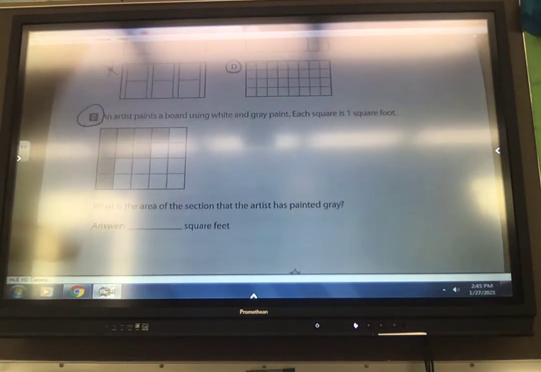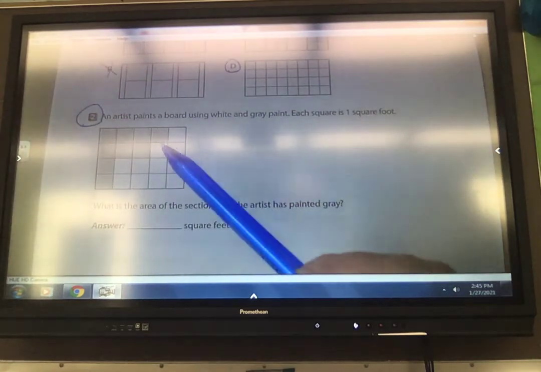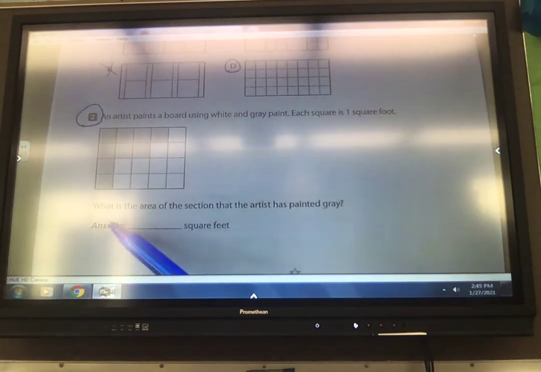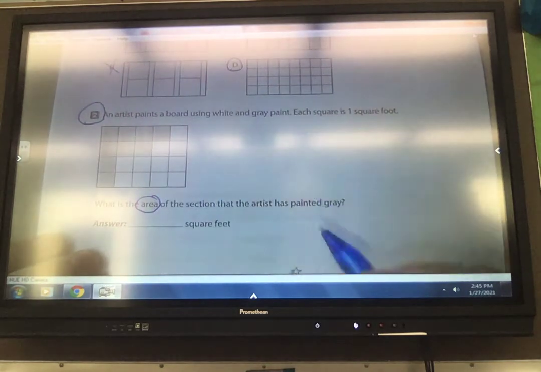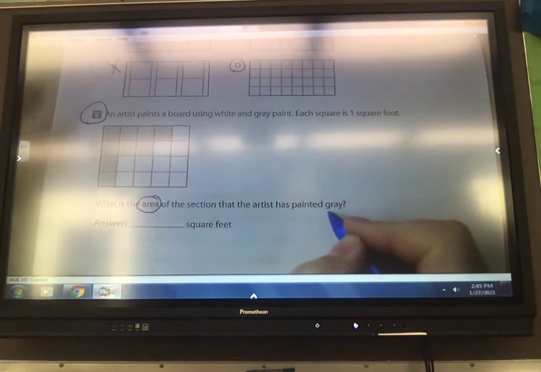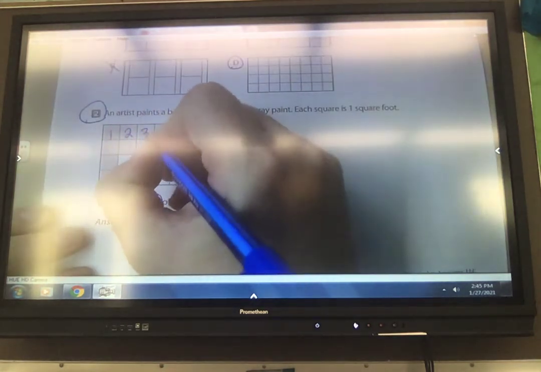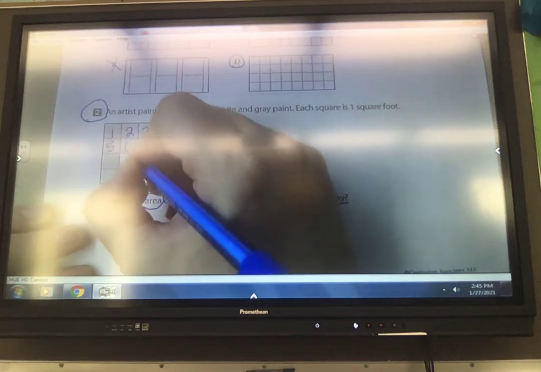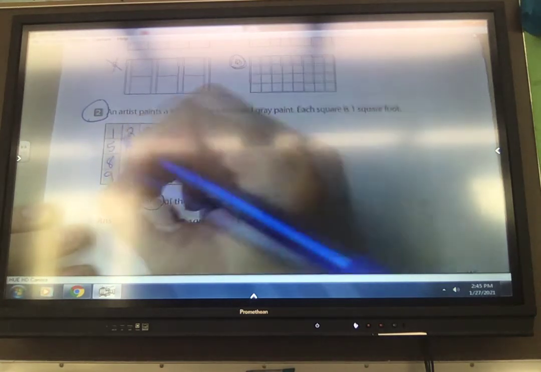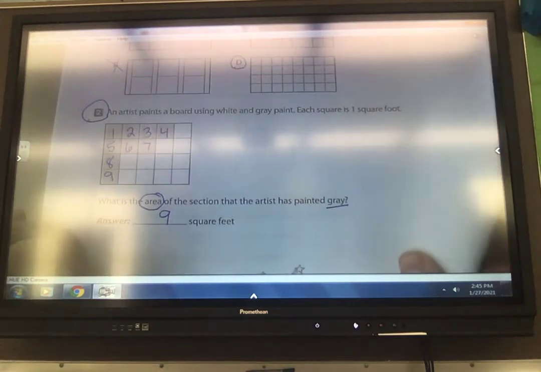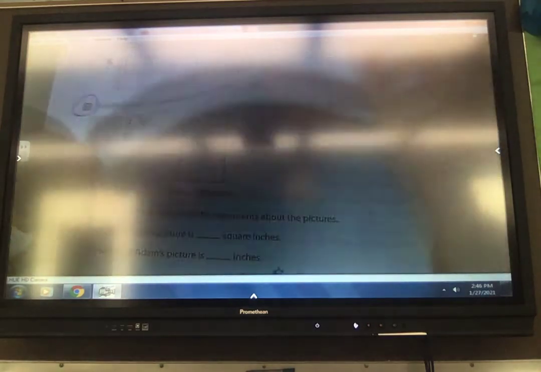Number 2, again I have it circled. An artist paints a board using white and gray paint. Each square is 1 square foot. What is the area, so we're counting squares, of the section that the artist has painted gray? And I only want to count my gray. 1, 2, 3, 4, 5, 6, 7, 8, 9. There are 9 gray squares, so we have an area of 9 square feet. Remember, area, counting squares, or doing length times width. All right, let's go to the back of this page.